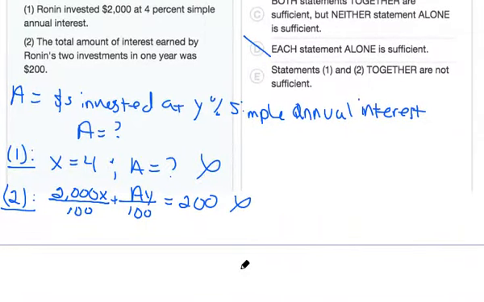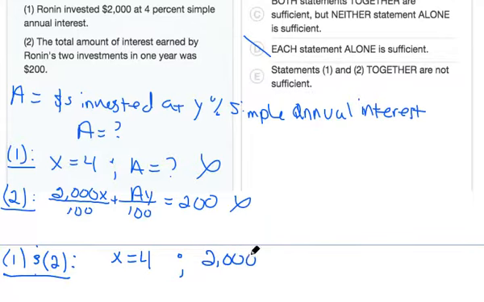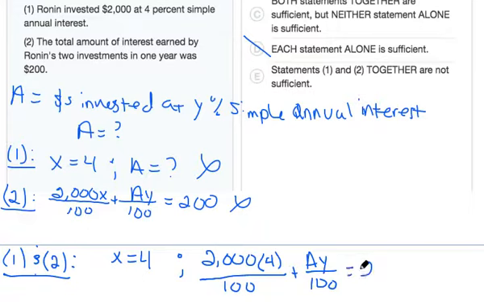I'm just going to scroll down a little bit so we have some room. So statements 1 and 2 together, let's see if these are sufficient together. From statement 1, we know that X is equal to 4. And from statement 2, we have the equation above: 2,000 times X, and we could plug in the value of X since we know it, all divided by 100 plus AY over 100 should equal 200.